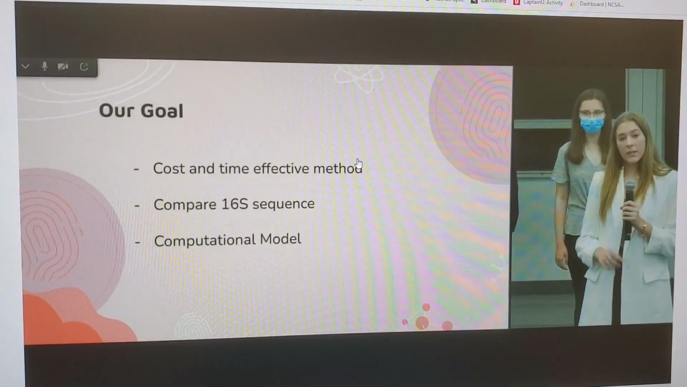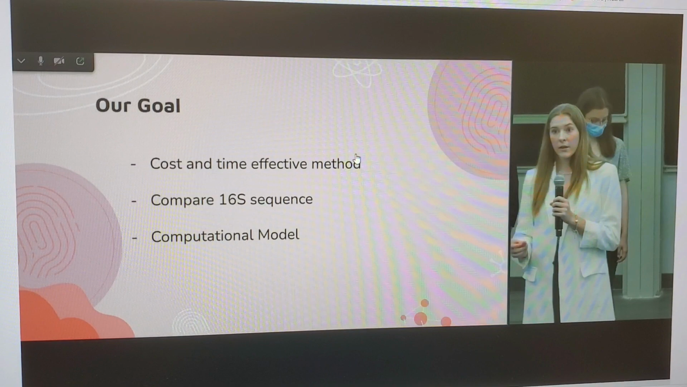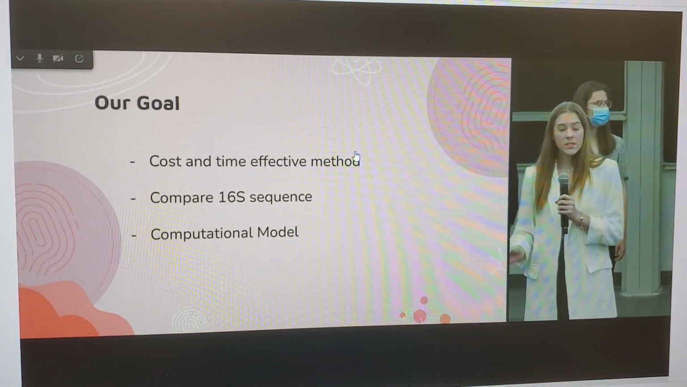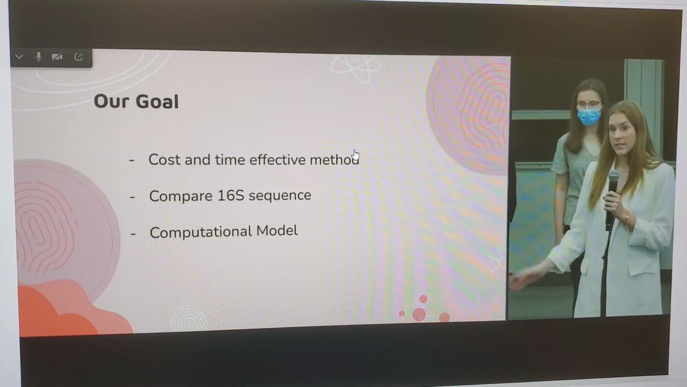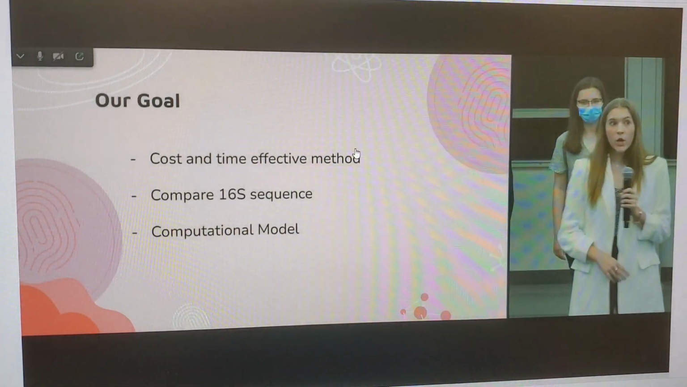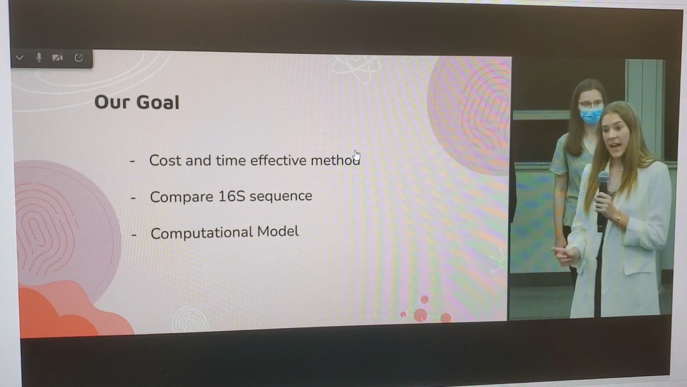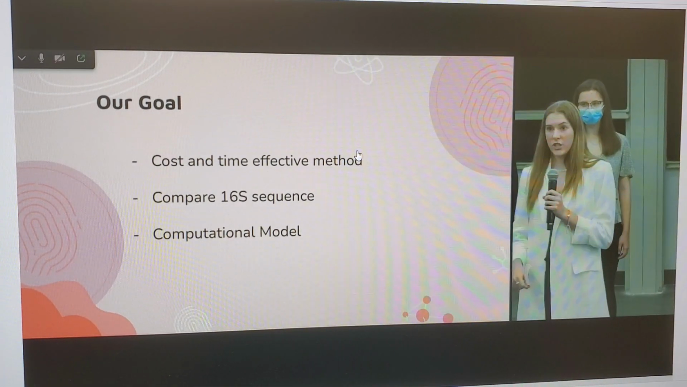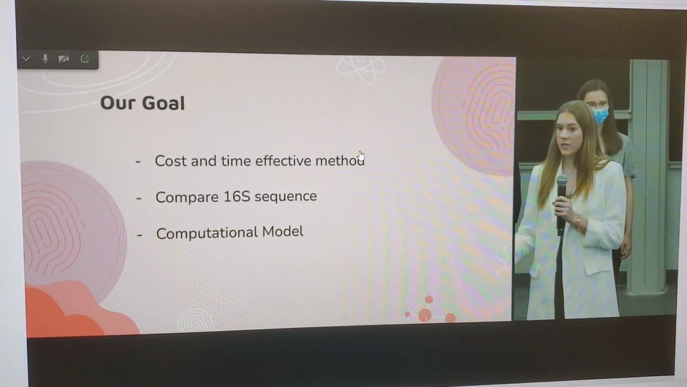So we did this by comparing the 16S sequence of the experimental biology team's data to the 16S sequences of the computer science team's online database, and this left us with a computational modeling method which took the 16S sequence of lactic acid bacteria and was able to identify the genus and even in some cases the species of this bacteria.